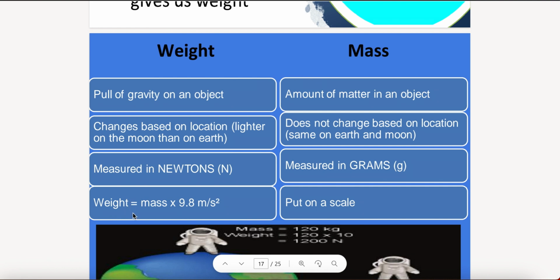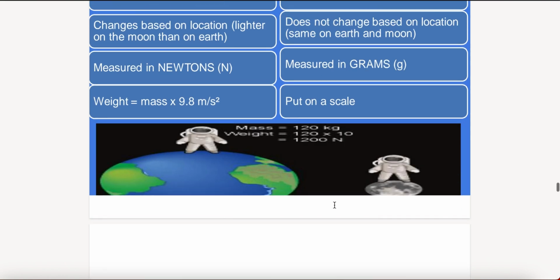Mass is the amount of matter in an object. It does not change based on location, so it's the same on Earth and the Moon. Mass is measured in grams. So if you have the unit g, it's grams, that's the mass. If you have the unit N, it's for weight. And mass is measured by putting it on a scale.